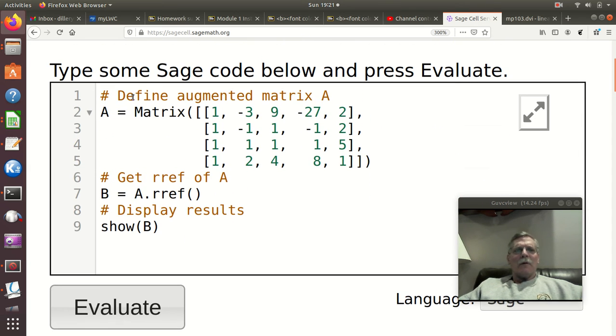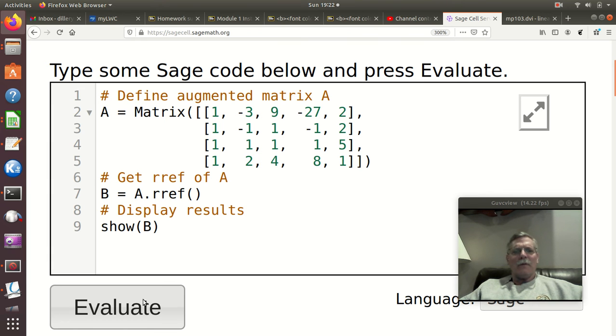And so I go in here and I say, well, define my augmented matrix A, and so there are all my coefficients from my system of equations and the right hand side. And then I tell it, go get the reduced row echelon form. Now that's, again, in section 1.3, but we'll see that's not a deep concept or anything. It's just what we've done so far, but in a more formalized fashion. And then we display the results.